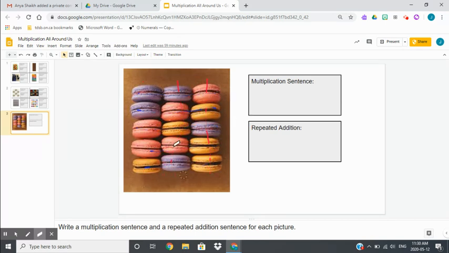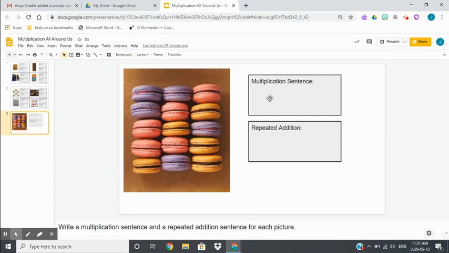Okay, so we're going to be looking at arrays today. And arrays are really helpful because they can help us see the equal groups. They can help us count equal groups. And so they can really help us solve multiplication questions. We're going to be practicing with arrays this week and next week too. So looking at this array in front of me of my French macaroons, I can see that there are 1, 2, 3, 4, 5 rows. And in each one of those rows, we have 3 different macaroons, okay? Or we have 3 columns going this way too.